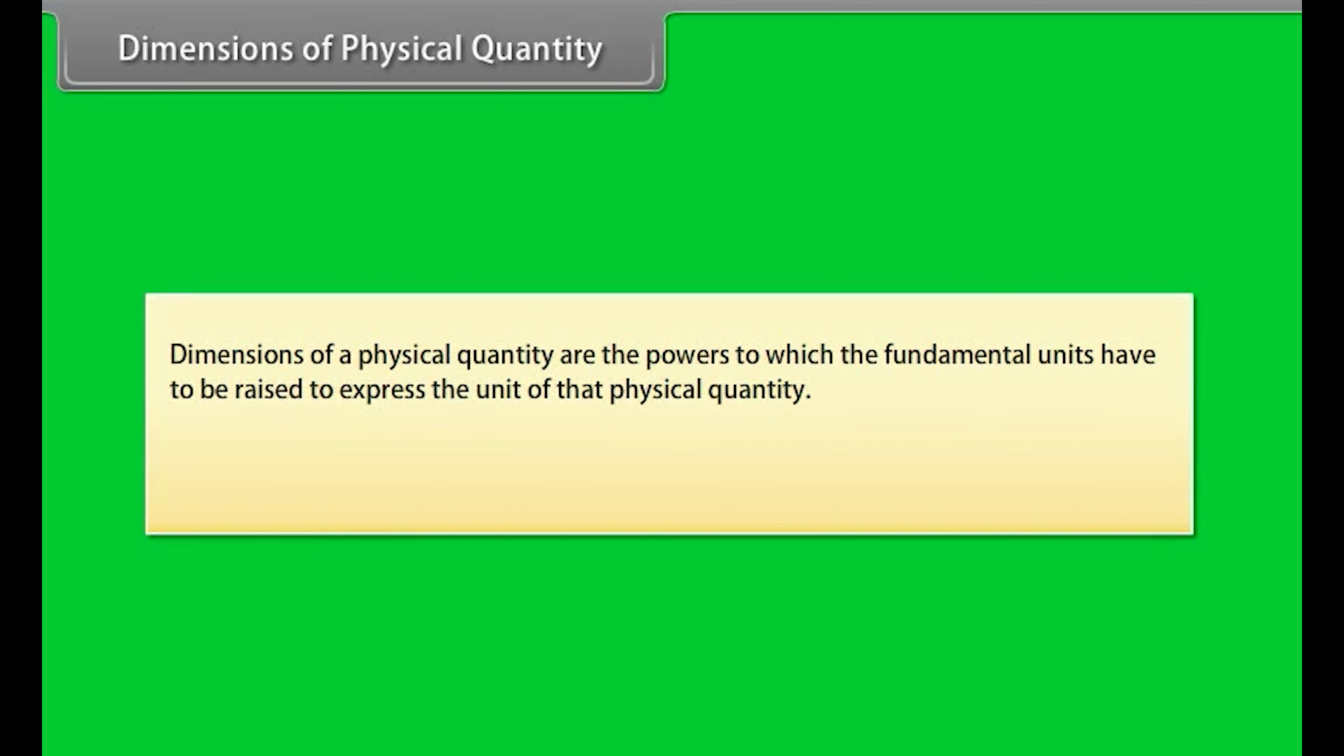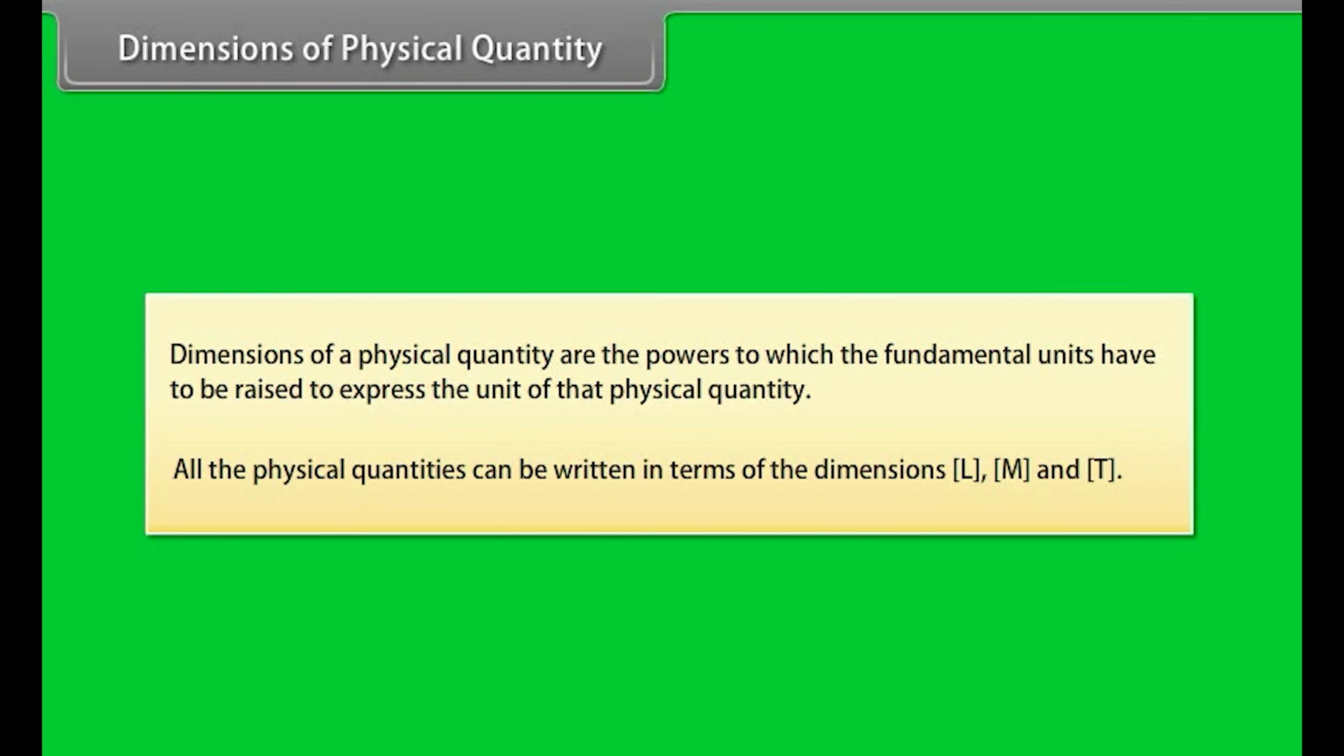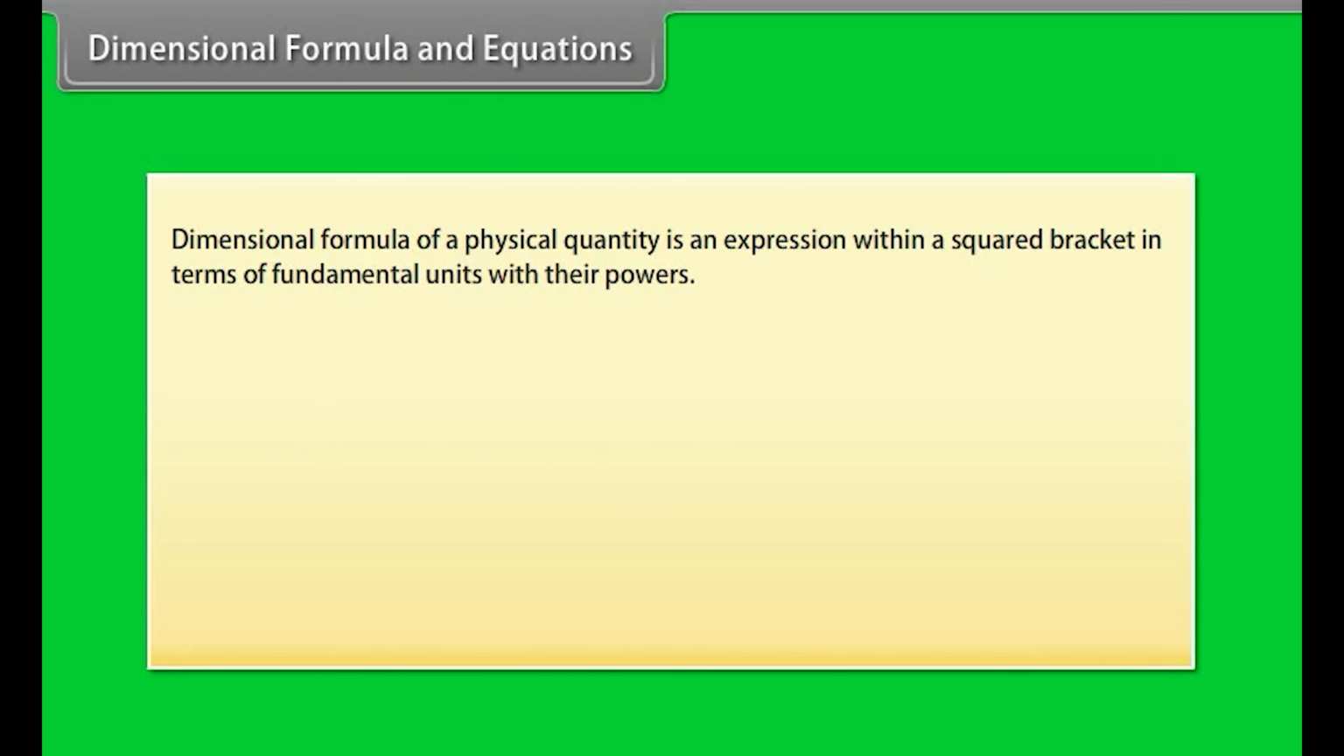Dimensions of physical quantity. Dimensions of a physical quantity are the powers to which the fundamental units have to be raised to express the unit of that physical quantity. All the physical quantities can be written in terms of dimensions L, M and T. Dimensional formula and equations. Dimensional formula of a physical quantity is an expression within a squared bracket in terms of fundamental units with their powers.